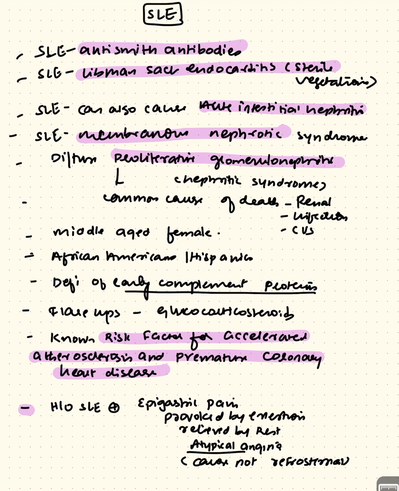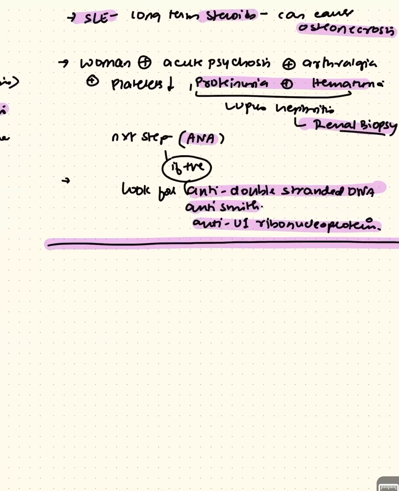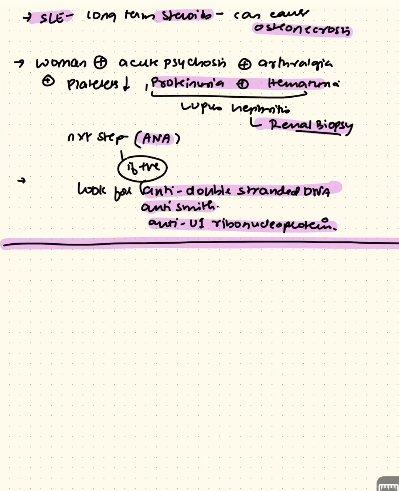And whenever you have any flare-ups of SLE, you can use steroids. And it's a very important risk factor for accelerated atherosclerosis and premature coronary heart disease. So any person who has SLE has an increased risk of accelerated atherosclerosis. And let's say there's another scenario where there is a patient who has history of SLE and he's coming to you with epigastric pain that is provoked by exertion and relieved by rest. This is atypical angina.